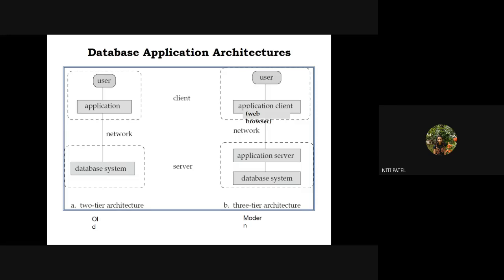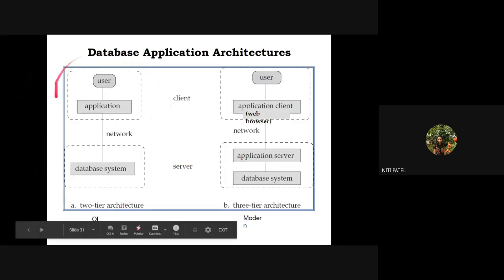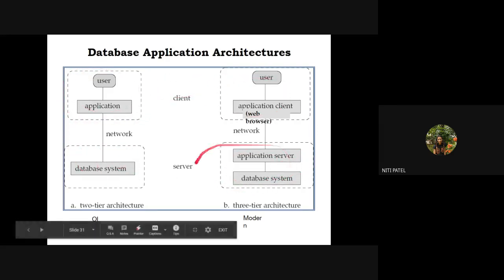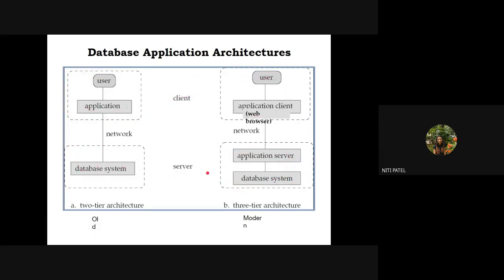Now we have two types of database architecture. One is the two-tier architecture and another is the three-tier architecture. In both architectures, if you see, we have clients and we have a server. The left-hand side which you can see is two-tier, which was used in olden days. But now in the modern database system, we make use of this three-tier. In both, the first part of user and application is the client and the second part is the database system.